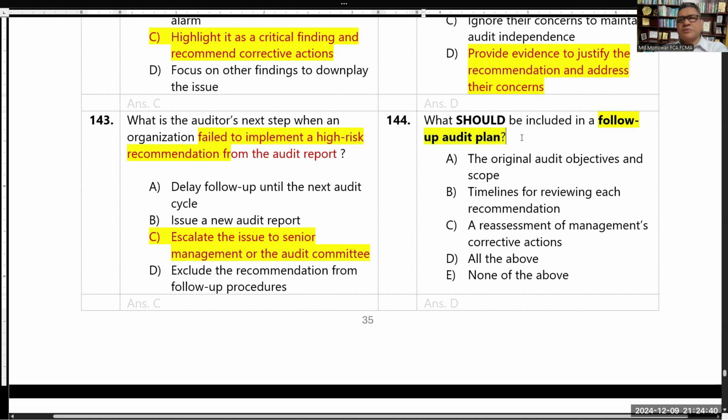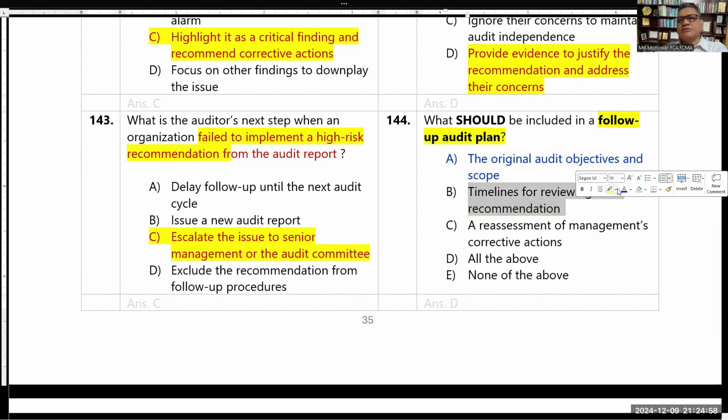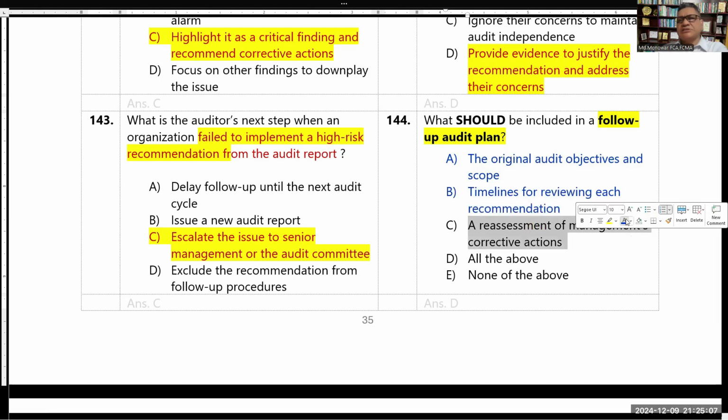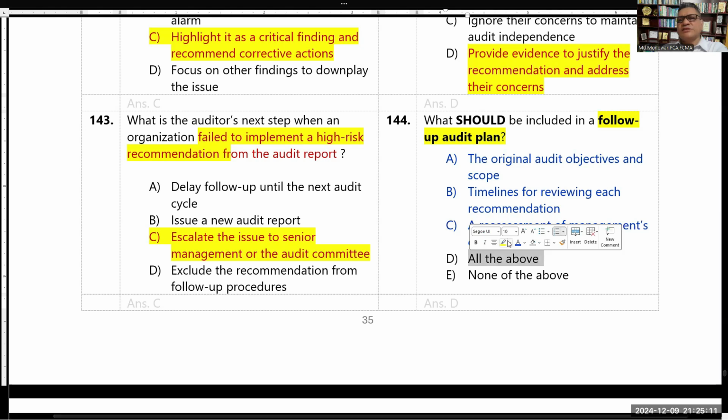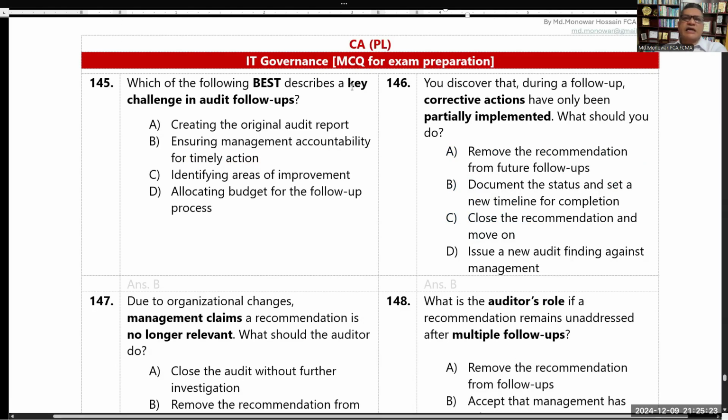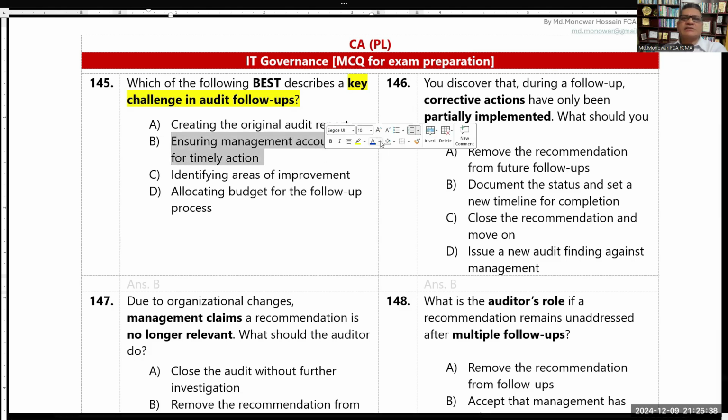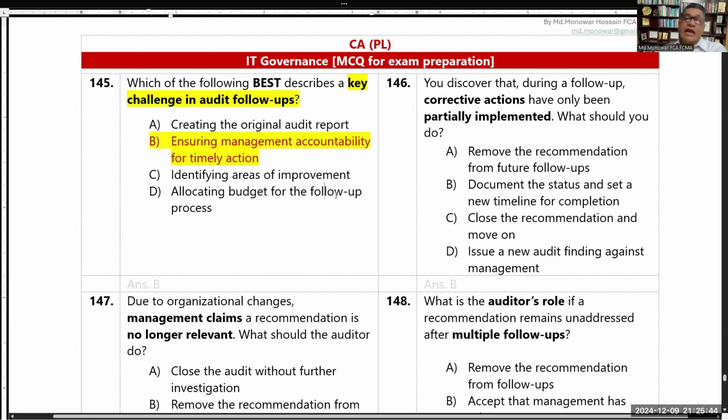What should be included in a follow-up audit plan? A follow-up audit plan should include the original audit objective and scope, timeline for reviewing recommendations, and corrective action. That is all of the above. Answer D. Which of the following best describes a key challenge in audit follow-up? The key challenge is ensuring management accountability for timely action.